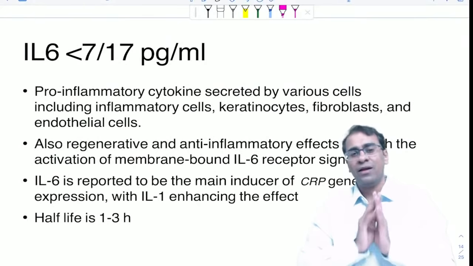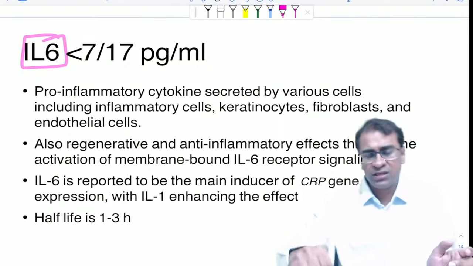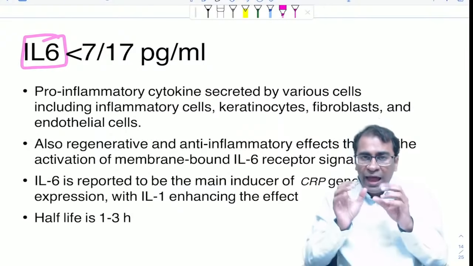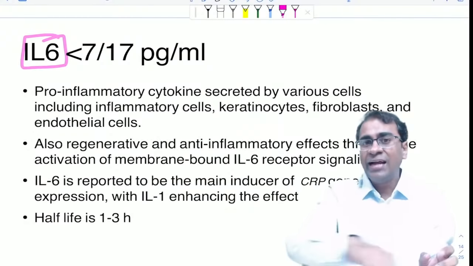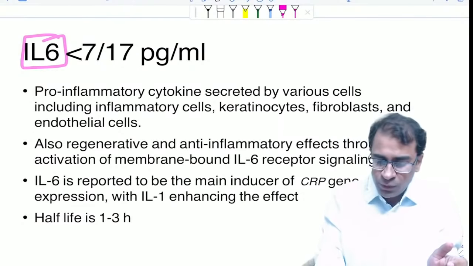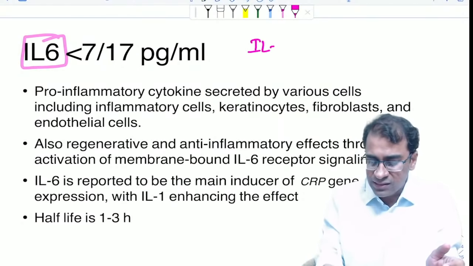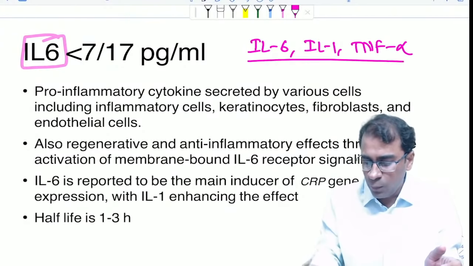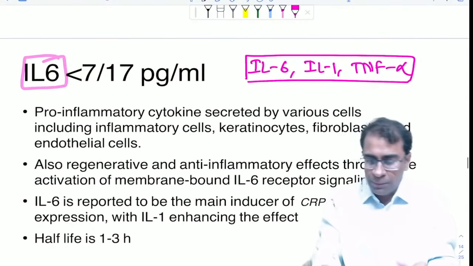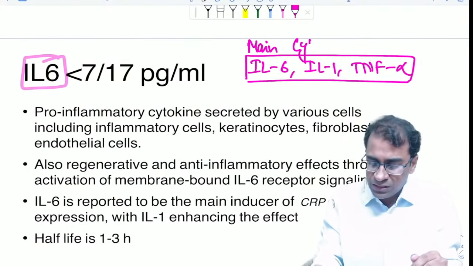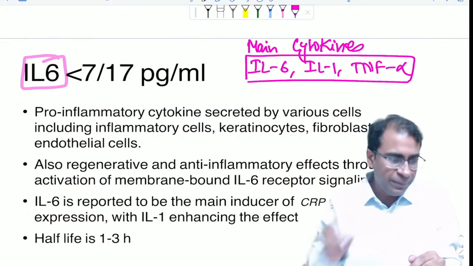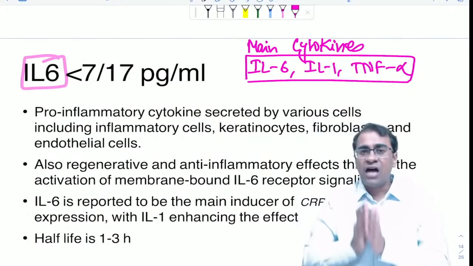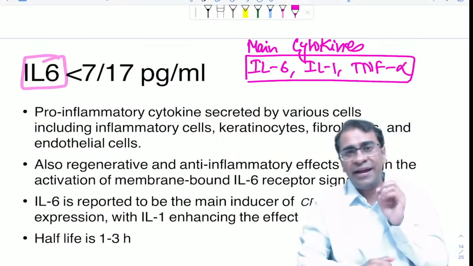Now comes a big marker, IL-6. The biggest question is, sir, should we do IL-6 or not? Let me make you understand. IL-6 is not the only marker. Had you been in a good setup, you would be doing IL-6, you should do IL-1, and you should also do TNF-alpha. These three are the basic markers or the main cytokines. Please remember, the main cytokines are IL-6, IL-1, and TNF-alpha.